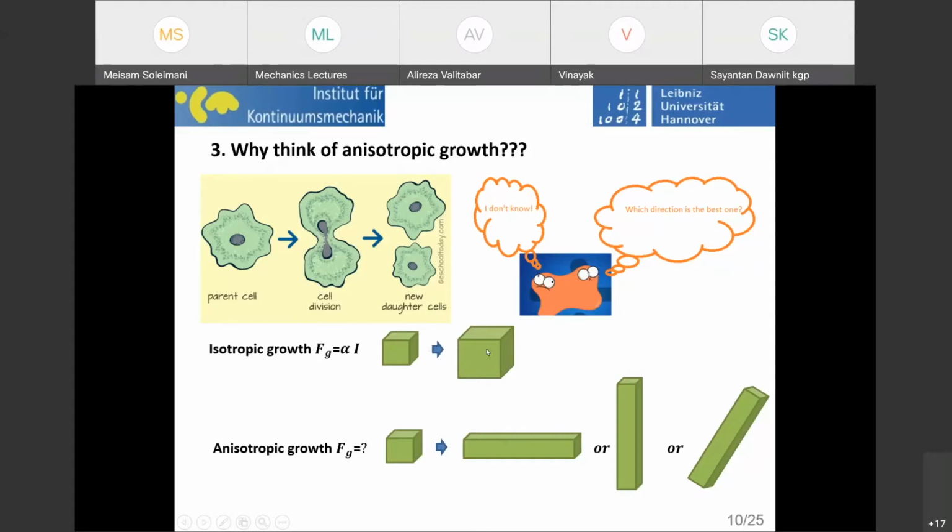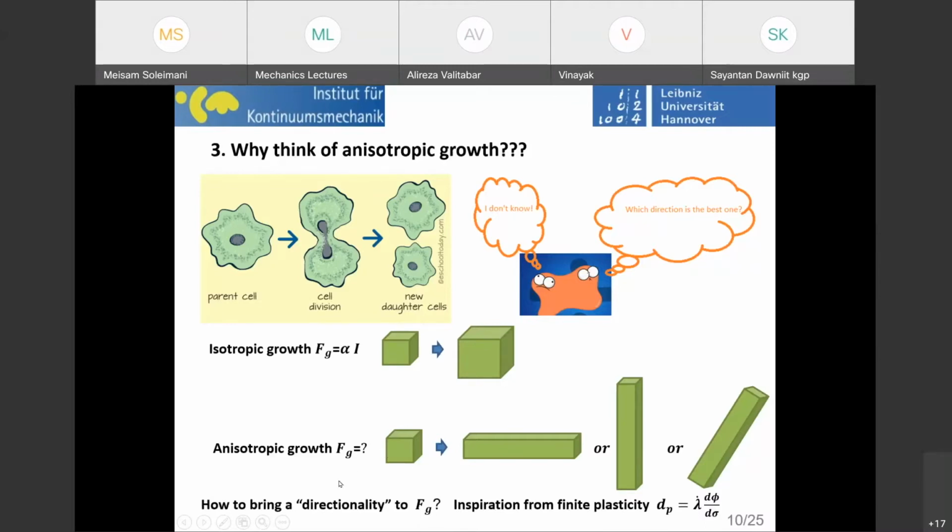So it's about how to distribute the newly generated volume, or newly generated mass, precisely speaking. You might also have different alternatives like this. In this case, the preferred direction is this. Or you might have other directions, something like this. So this is the idea of how to formulate the anisotropic growth.